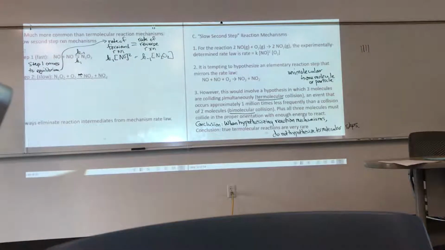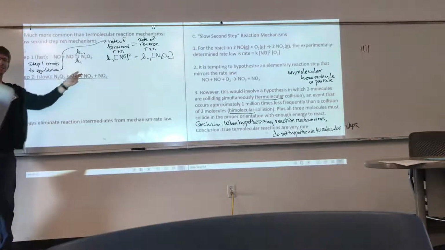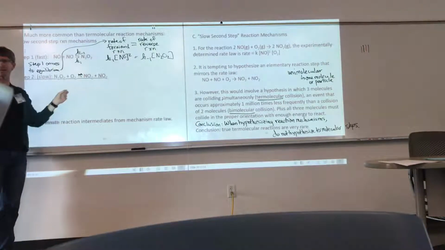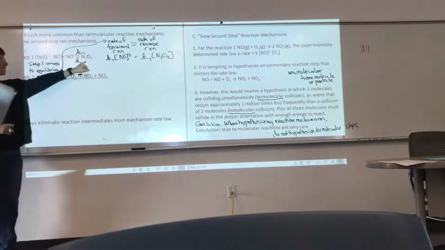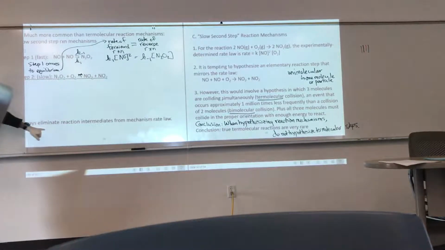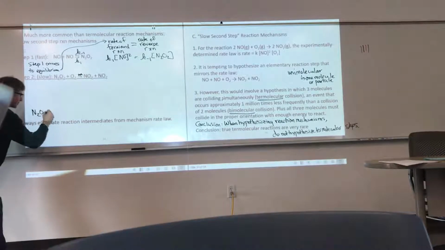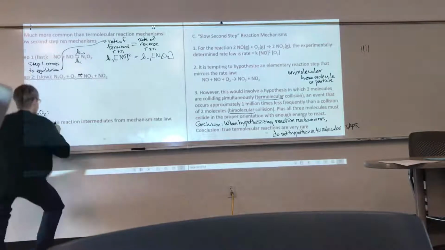Times the concentration of dinitrogen dioxide. Now, dinitrogen dioxide, can anybody tell me what we call dinitrogen dioxide in this reaction mechanism? I'll give you a hint. It shows up first as a product, then as a reactant, and cancels out. That's an intermediate. We're getting down here, but the first thing we want to do is identify dinitrogen dioxide as an intermediate.